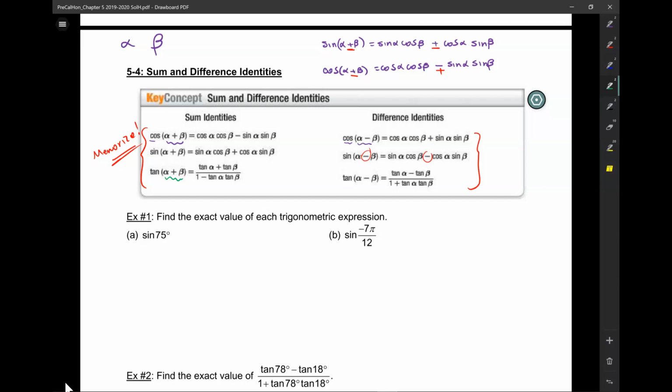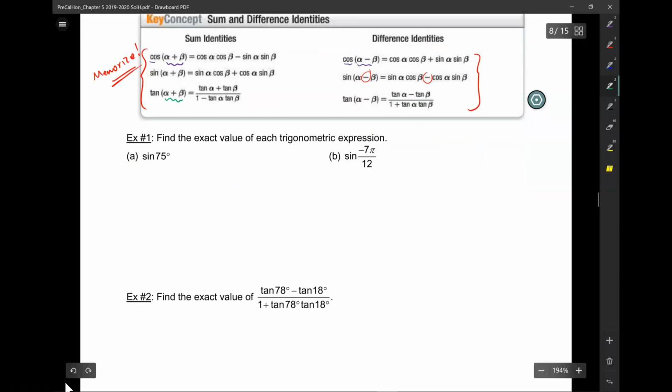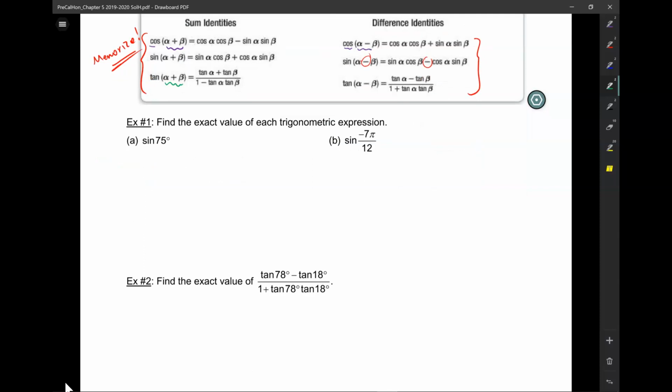As far as plus or minus, if it's plus here, that plus is maintained once, and then it switches. So if it's a minus, that minus is maintained, and then it switches. So again, these you have to have memorized, and more than that, it's not just knowing it, it's knowing when to use it, right? And you're seeing that more and more. Okay, so when do we use this?